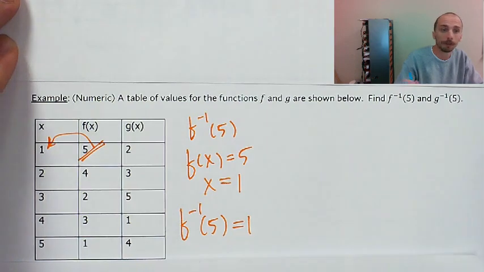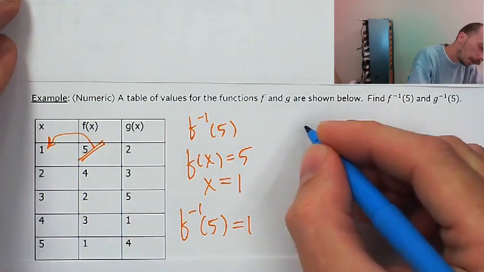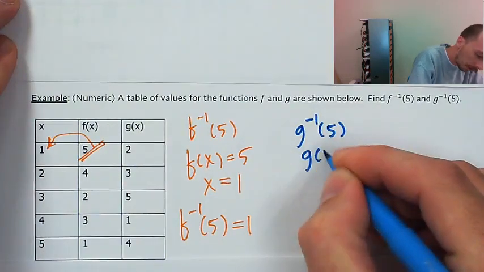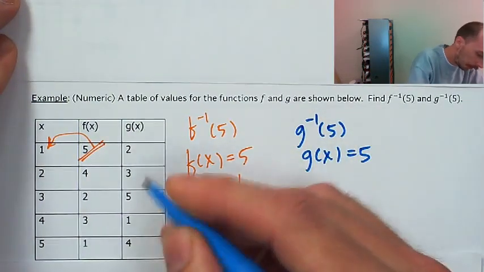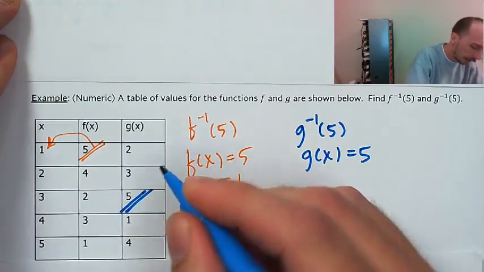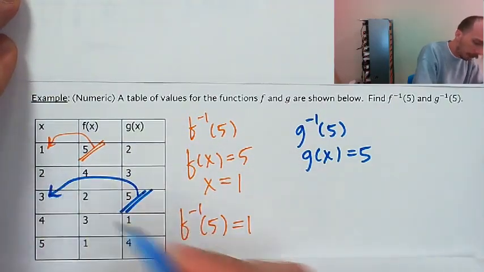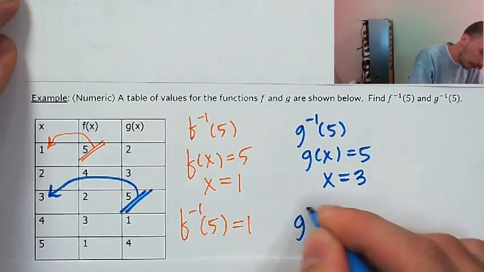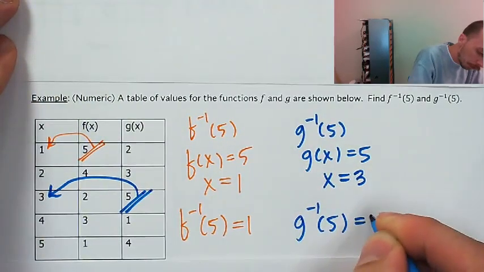And I could find g inverse of 5 doing the exact same thing. So maybe I'll let you think about what you expect that to be based on the table, based on how I found f inverse of 5. And that's probably enough time. If we're asked to find g inverse of 5, we're going to say g of x equals 5. We're going to go over here, find it. There it is. And we're going to backtrack to the x that got us there. That's x equals 3. And so g inverse of 5 is going to equal 3.